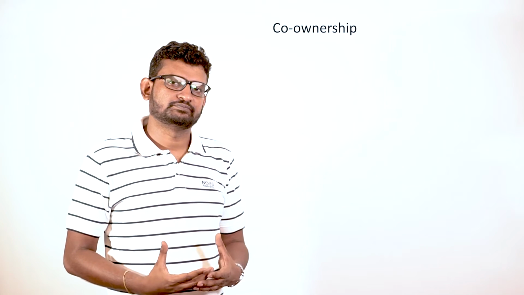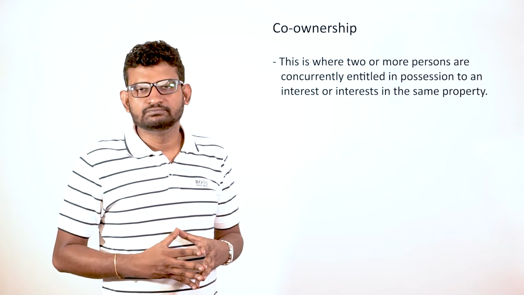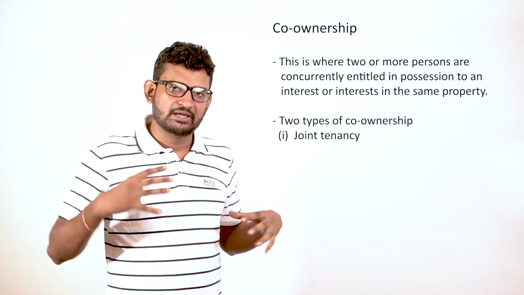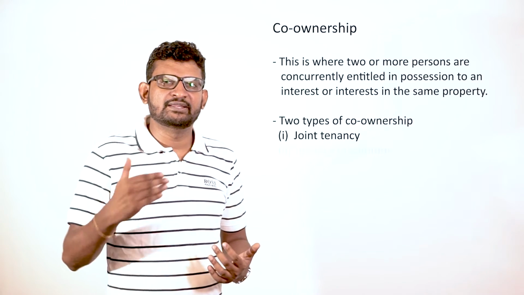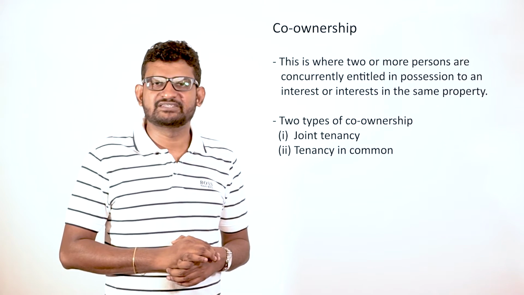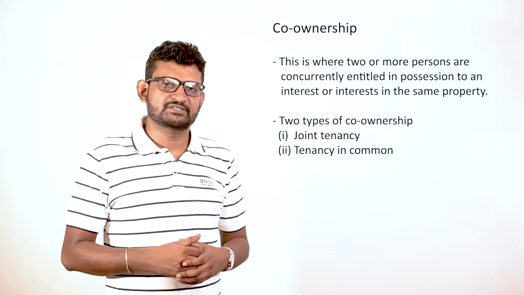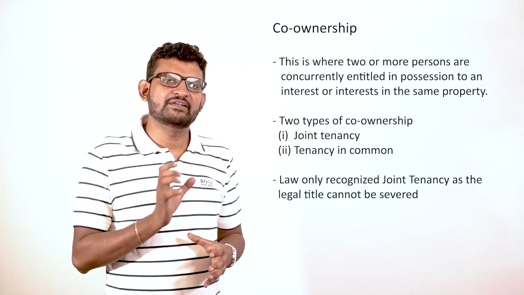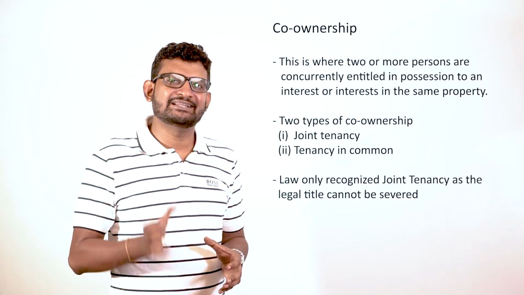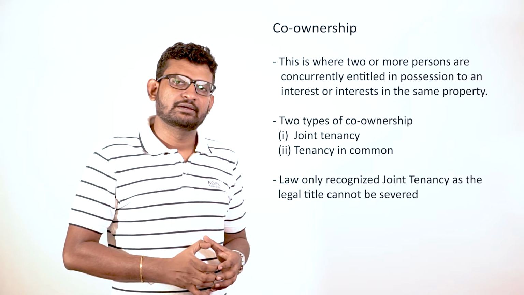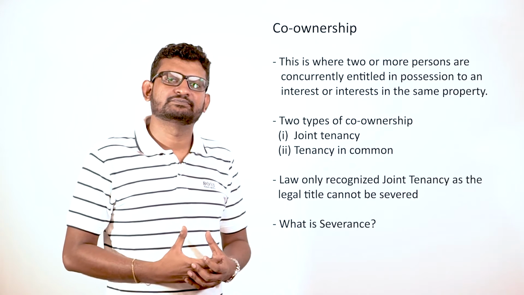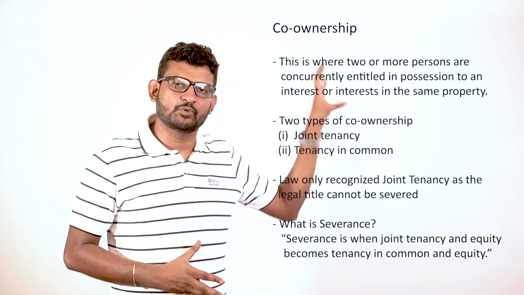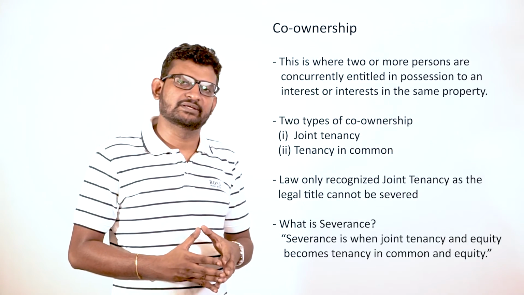Then there's co-ownership, when you have two or more owners enjoying the right. Two types of co-ownership: joint tenancy, where each of them has identical shares, 100% each. Tenants in common, where all the co-owners have distinct shares, 10%, 20%, 70% or 50-50, 20-80. Again, remember, law only recognizes joint tenancy as legal title, which cannot be severed. So what is severance? Severance is when joint tenancy in equity becomes tenancy in common in equity.